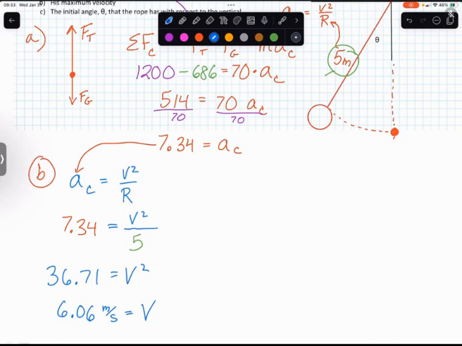Can you use that velocity in your mgh equals 1/2 mv squared? Because when I use that, I got a height that was like way too big.